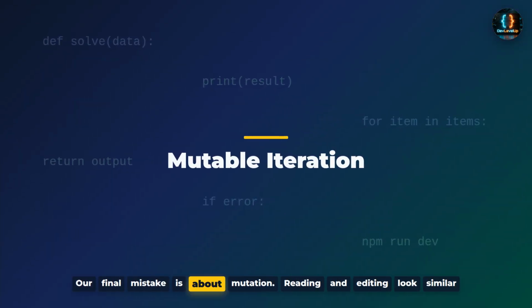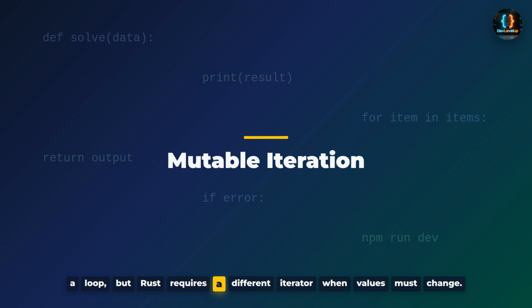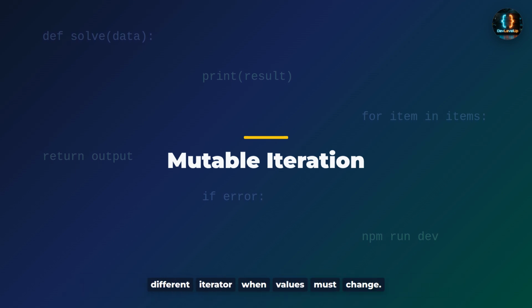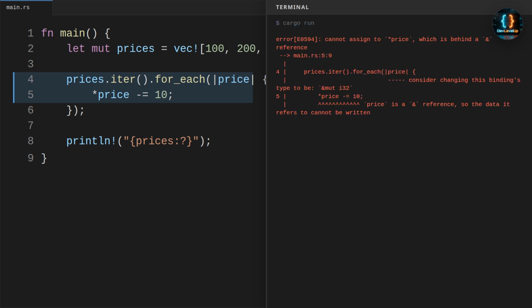Our final mistake is about mutation. Reading and editing look similar in a loop, but Rust requires a different iterator when values must change. Imagine applying a $10 discount to every cart price. We loop with iter and try to subtract from each price, then run the code. Rust rejects it because iter only gives us immutable references.